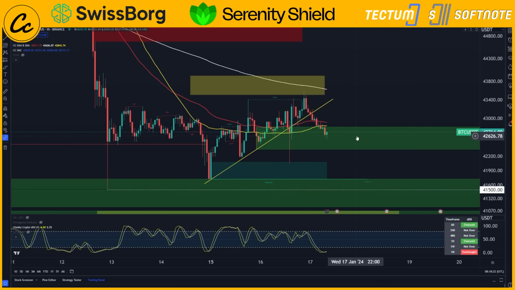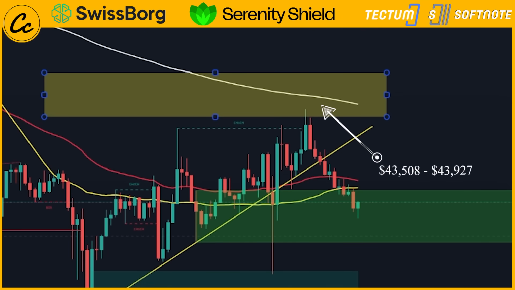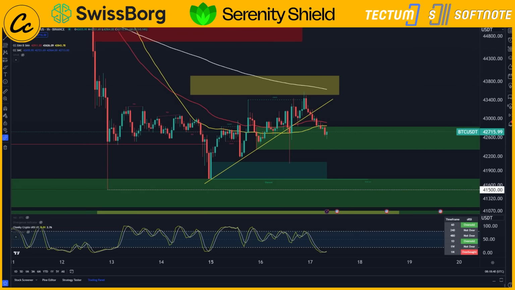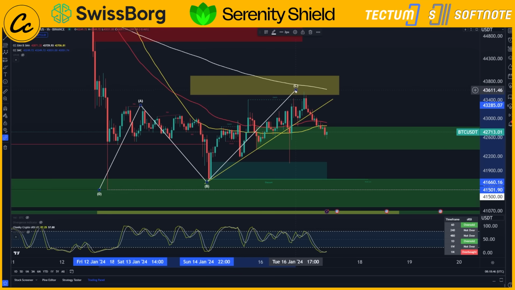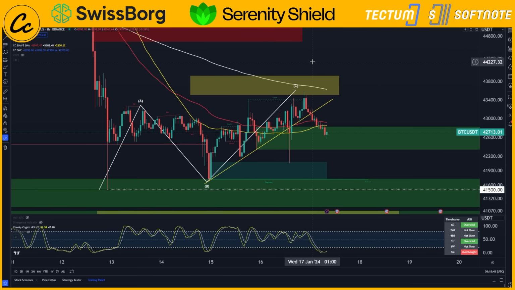Okay, guys, we're going to start things off right here. This is Bitcoin paired with USDT, on the 1 hour Binance chart. As you can see, our higher range expectations here have been met. This was basically 43,508 to 43,927. This meant that we were still in our wave 4 positioning, and we were looking for a 3-wave pattern, A, B, and C. Okay, so it looks like we have completed this structure.